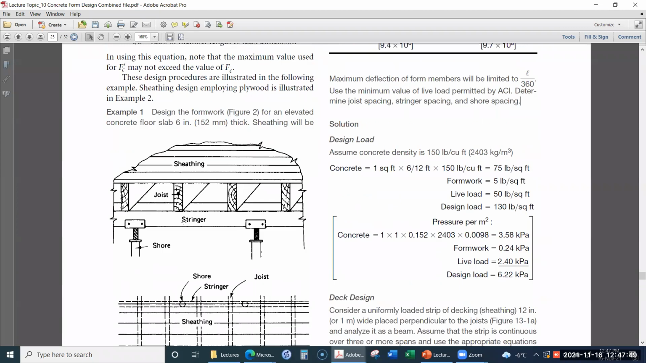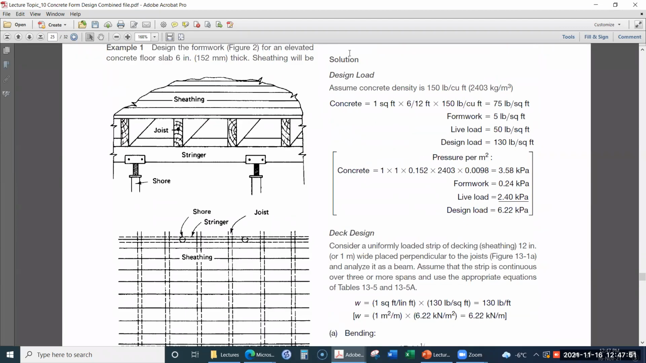So based on the given information, we will start. First of all, the first step will be to calculate the design load. So assume the concrete density is 2403 kilogram per cubic meter. This is for normal concrete. If it is not mentioned what type of concrete we are assuming, we will use normal weight concrete, for which the standard value is 2403 kilogram per cubic meter.